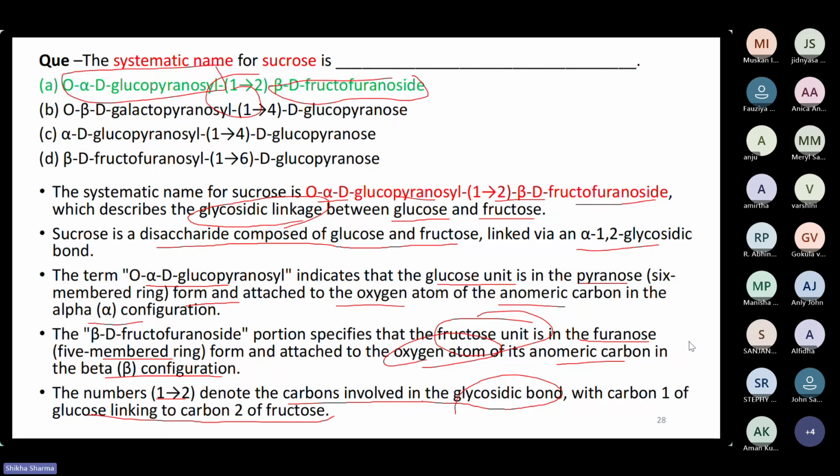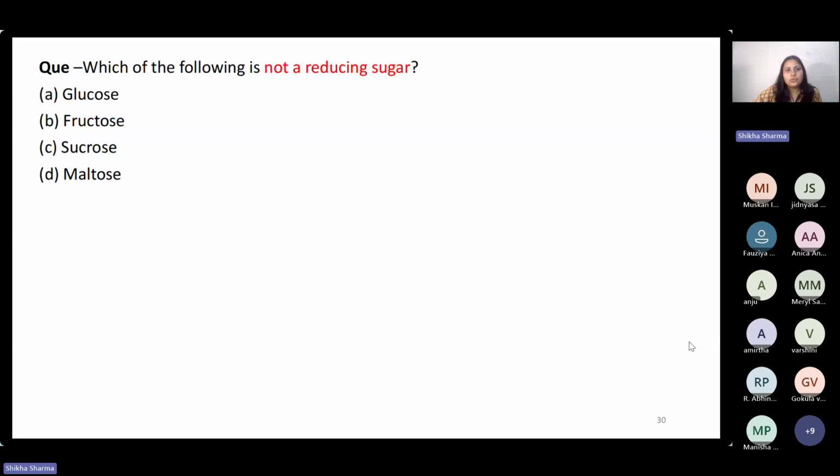Okay, let's move to the next question. Which of the following is not a reducing sugar? Glucose, fructose, sucrose, and maltose.